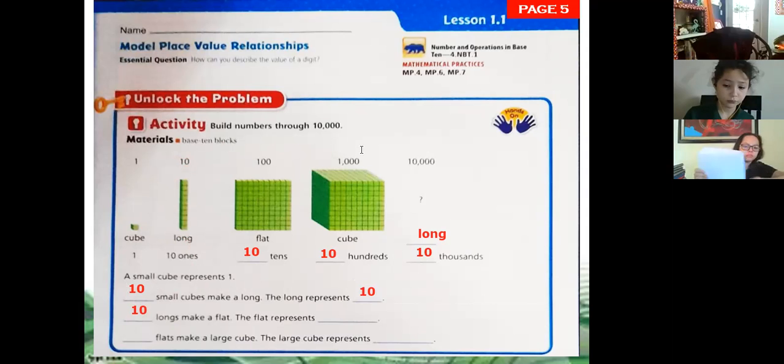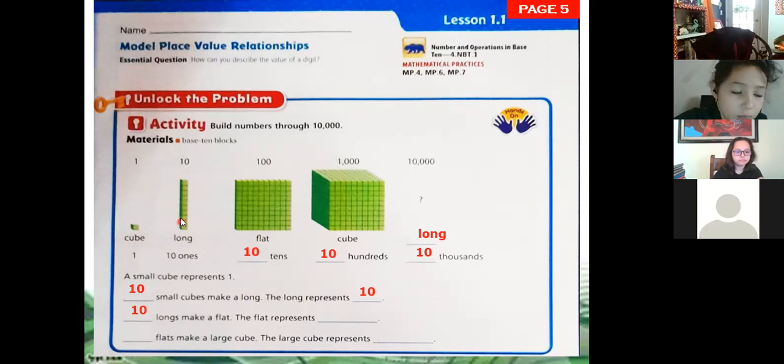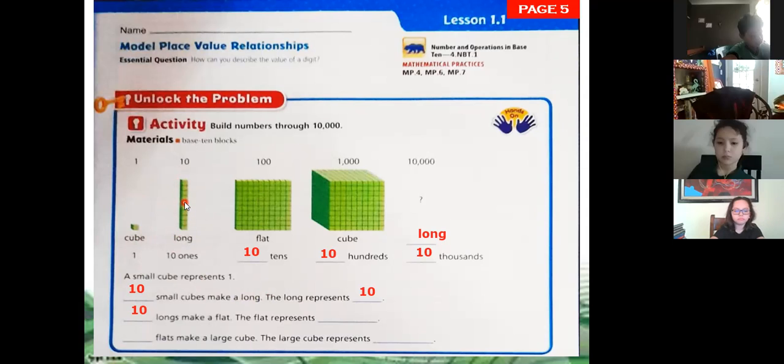Remember that we start here. First, we start with the cubes. This is 1 cube, just 1. So how many small cubes make a long? This is a long. Here you have the name. We need 10 of them. If you count them, you count 1, 2, 3, 4, 5, 6, 7, 8, 9, 10. So that's why we have 10 here. 10 small cubes make a long. And the long represents, here is what it represents.